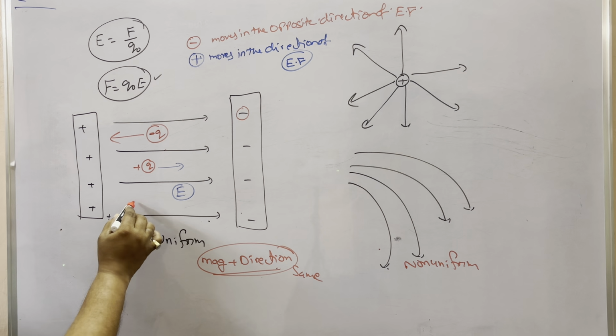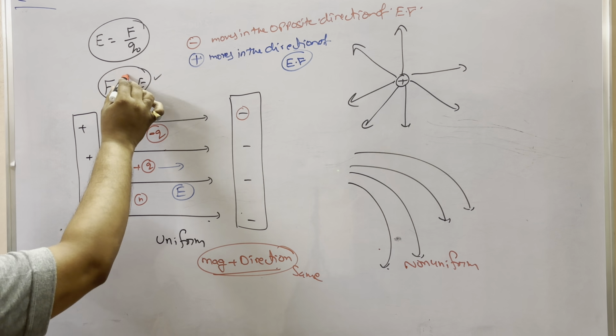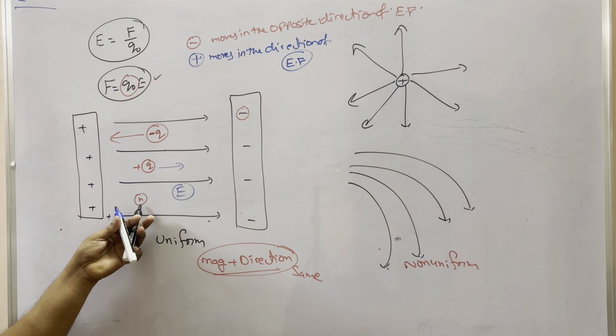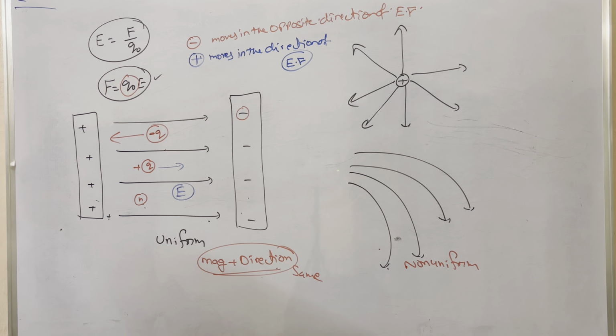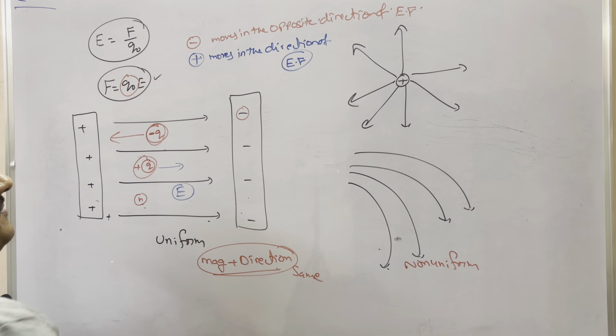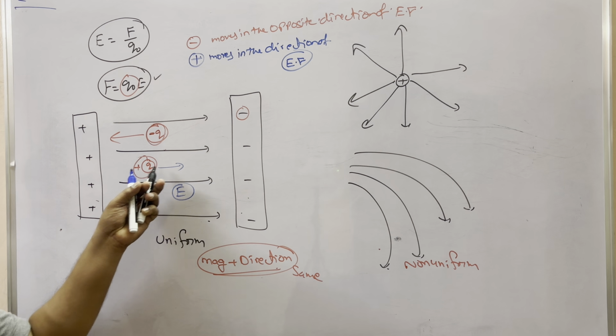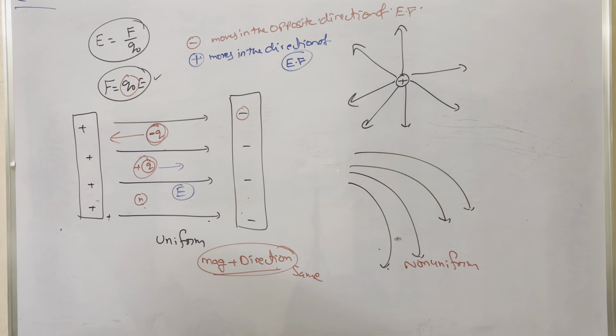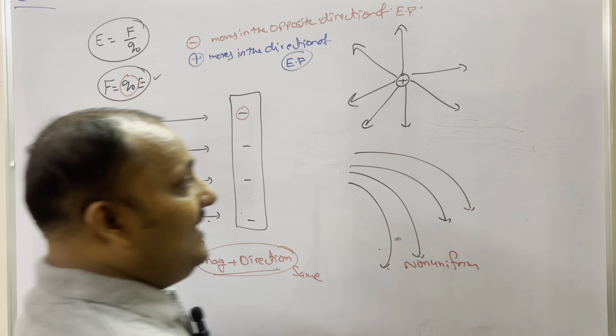If you place a neutral charge, there is no electric force on it because the charge is neutral, neither attracted nor repelled, correct? So we'll discuss this. Mainly you have to remember, positive charge always moves in the direction of electric field, and negative charge always moves in the opposite direction of electric field.